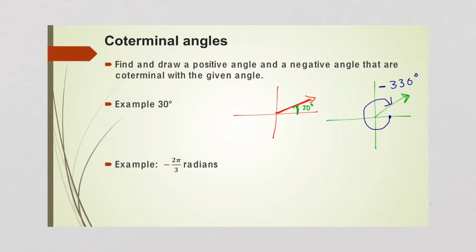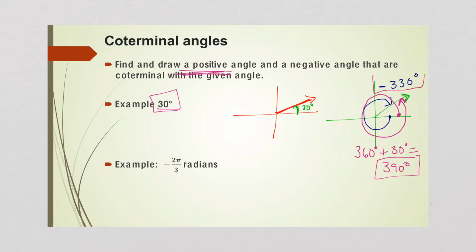To figure out a positive angle, I'm going to start at 0, but I can't use 30. 30 is the angle I'm given. I need to draw another positive angle. So to get another one, if I start at 30 and I go around, and I come back around to my terminal side, I've traveled 360 degrees plus 30 more. So my coterminal angle is 390 degrees. So these would be my two answers.